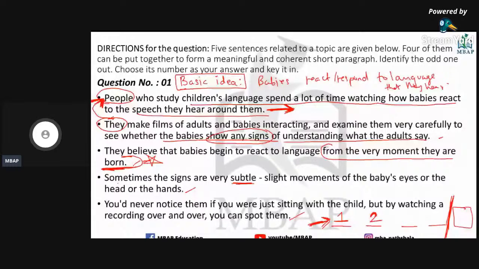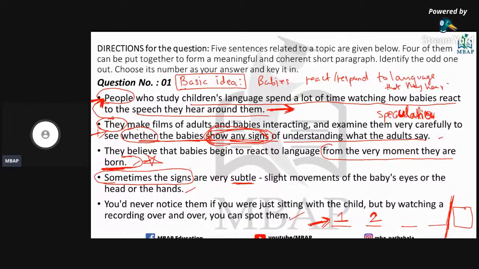Sometimes the signs are very subtle. Oh, very nice. At the moment you read this, you should be able to recall that sentence 2 talked about signs, whether the babies show any signs of understanding what the adults say. In sentence 2, the word "whether" indicates speculation. So, guys, in sentence 2, the people who study children's language make films of adults and babies interacting in order to examine whether the babies show any signs of understanding or not. Right? So, is it not a speculation? It is, right? That is what speculation means. It is a speculation, correct?